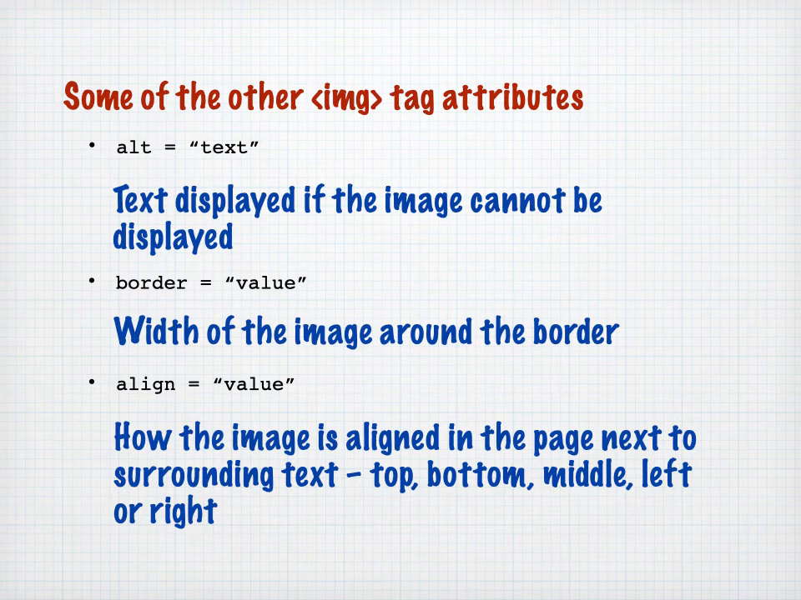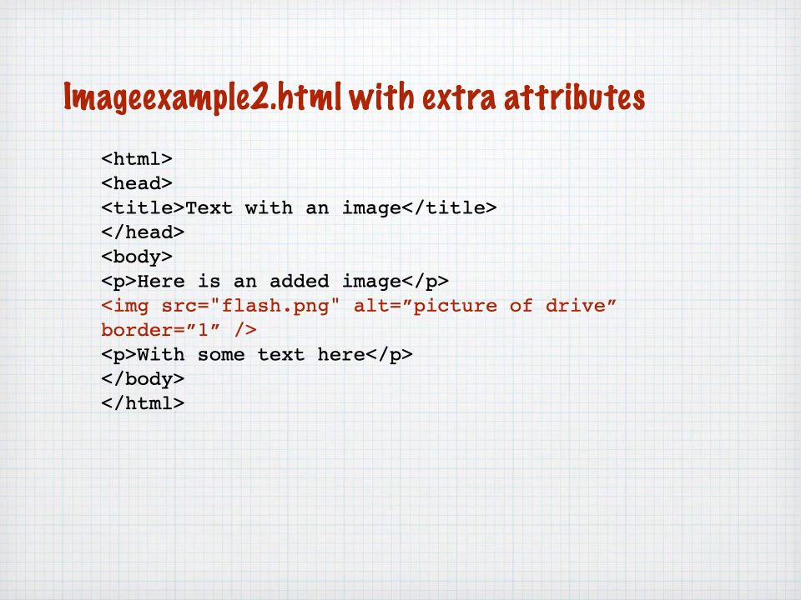So, quick example here. Let's edit the file and let's add in some other attributes. As I've indicated, the way that we do that is we use a space to separate the attributes, and it's always something equals something, attribute equals value. So we've got source equals flash.png. As you can see, I've added in 2 extra attributes here. I've added in the alt, so that's the text that will appear if the picture isn't available. So I've just got picture of drive here. And then I've added a border.